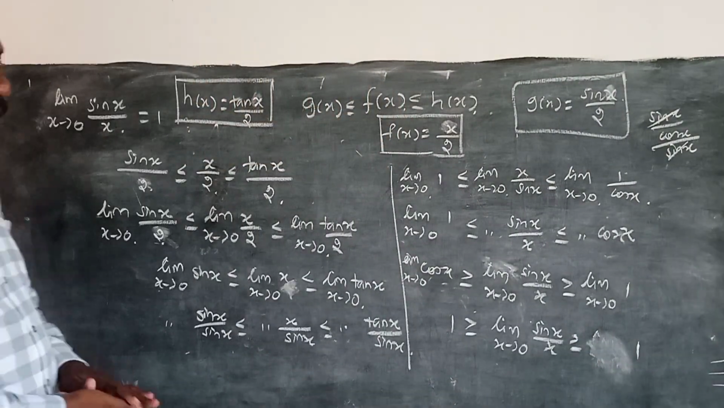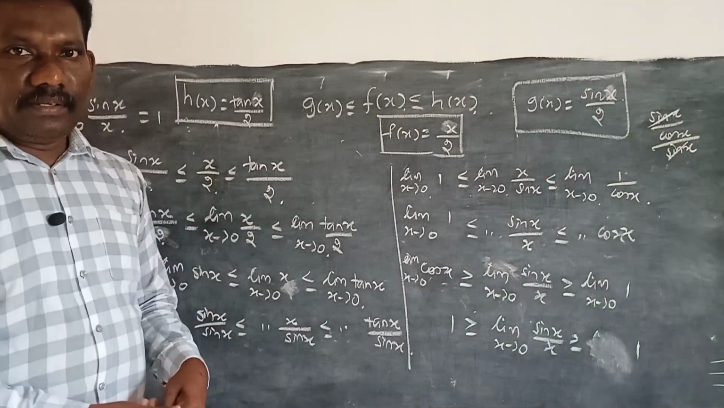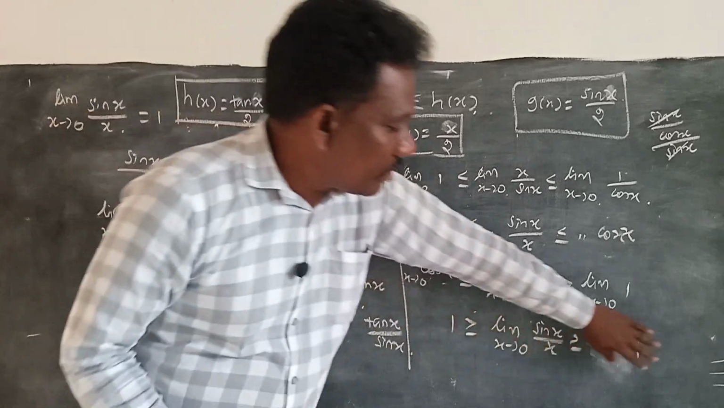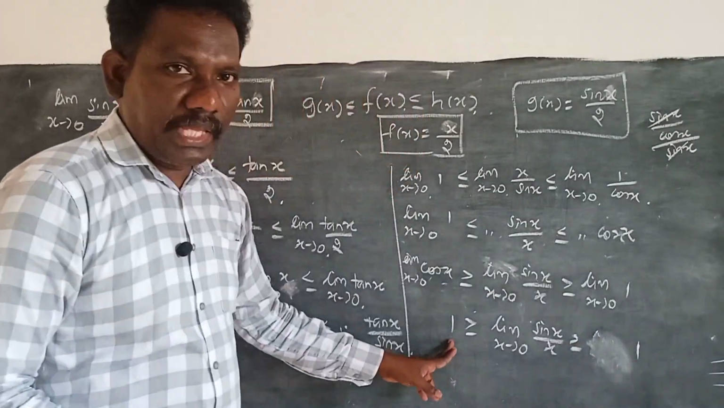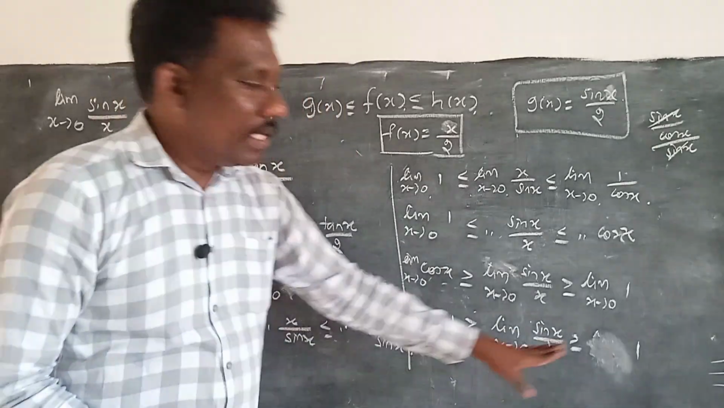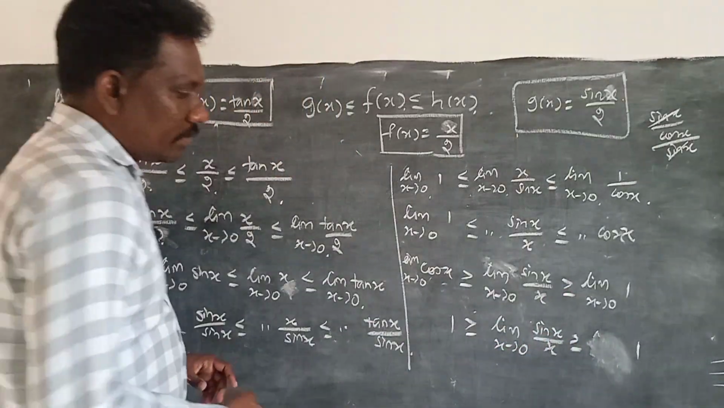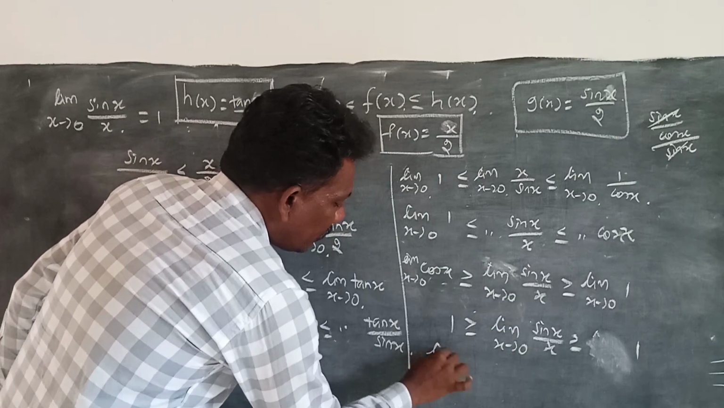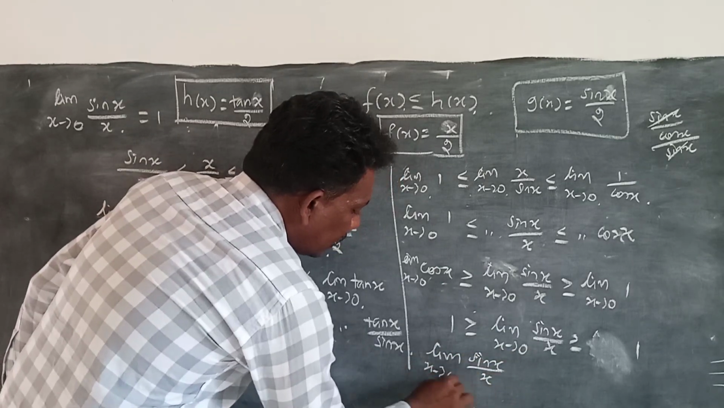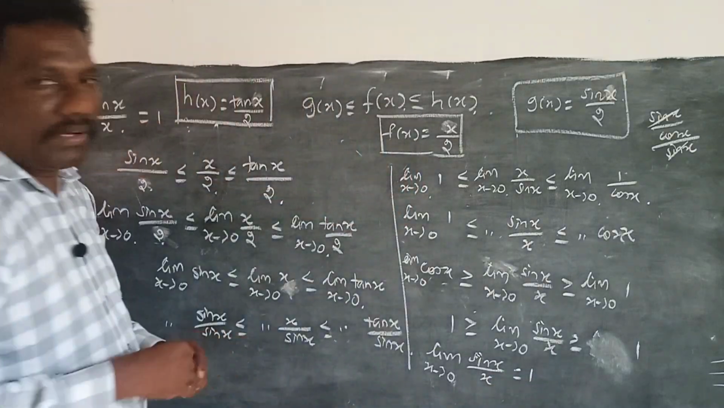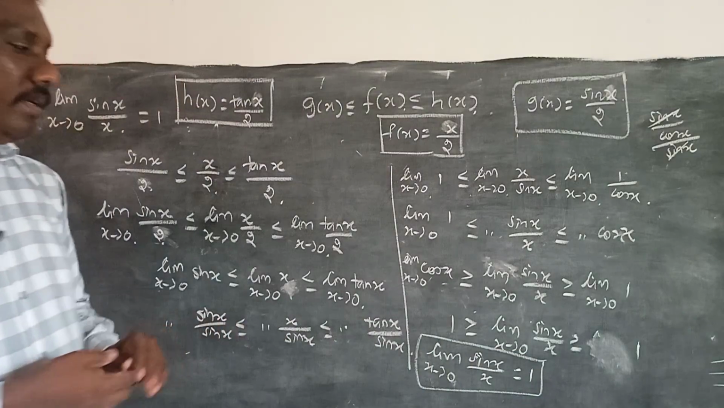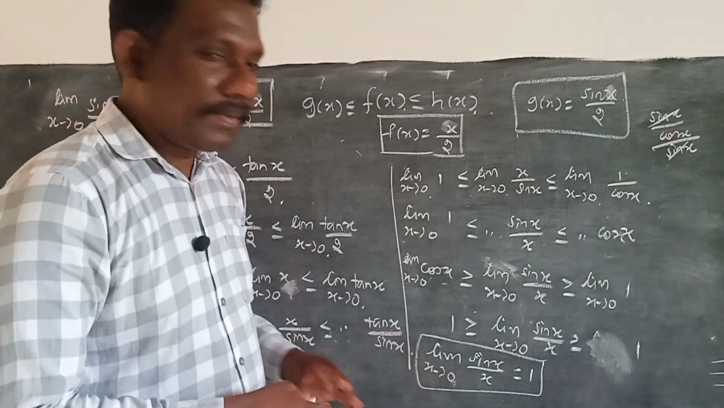Okay. So now the squeeze theorem is satisfied. The bounding functions are the same in their values. Therefore, the middle function is also going to have the same value. Okay. So what is the limit we have? The limit of sin x over x as x approaching 0 is equal to 1. Okay, this is our limit.